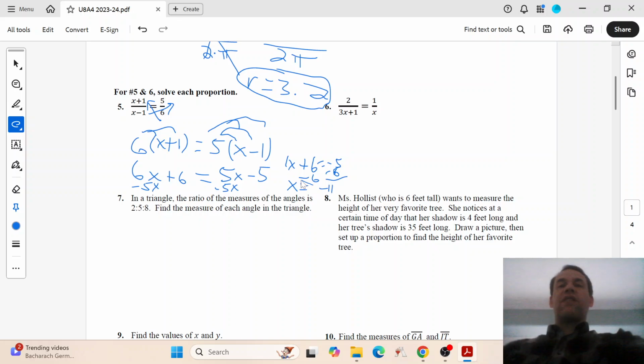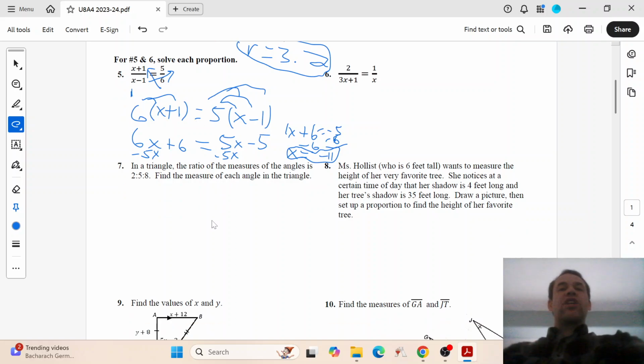So we're looking at negative 11, which is not the exclusion. The exclusion is positive 1, because 1 minus 1 is 0. Yep, so negative 11 is good.